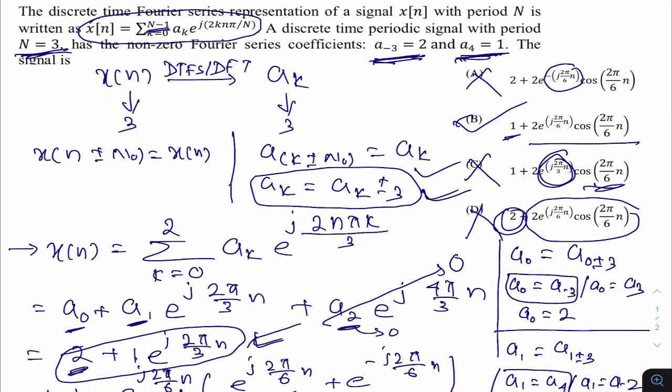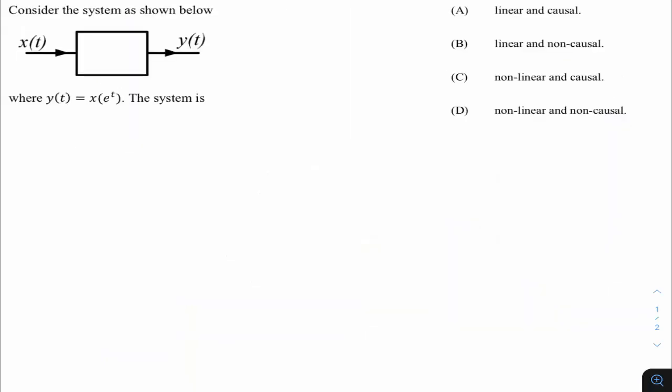So we have the DTFS question, where we use the concept that in both domains the period of the signals is the same. Using that, we extracted the values of A1, A0 and A2, and by substituting and simplifying, we got the answer which is coming as B. So B is the right answer. This question was asked in GATE 22 of electrical. This is from the signals and systems subject and from the system property topic.